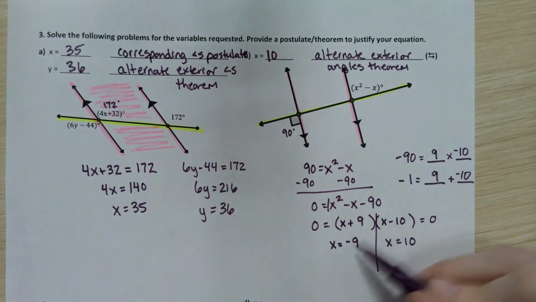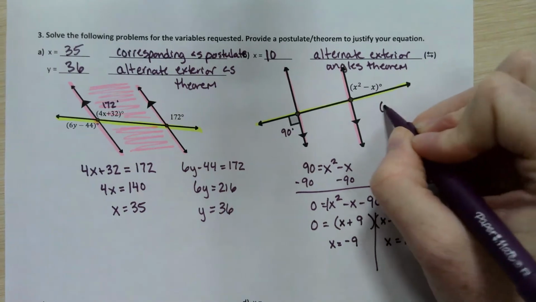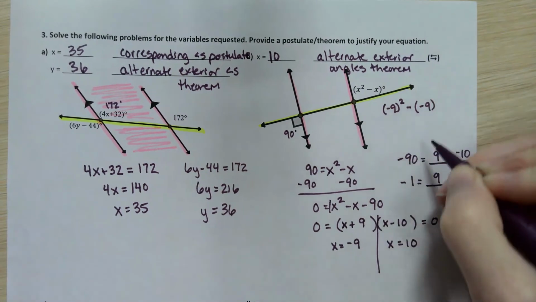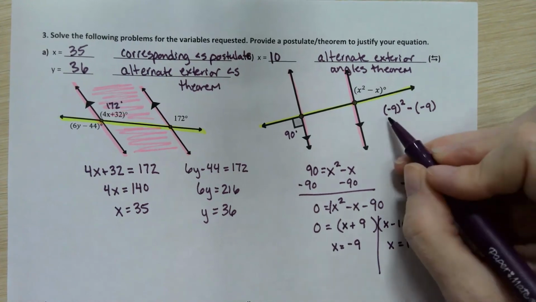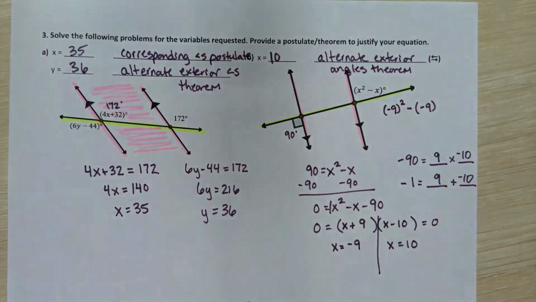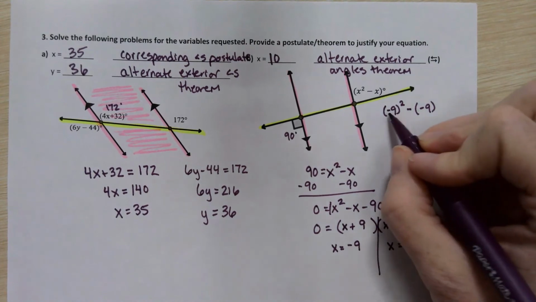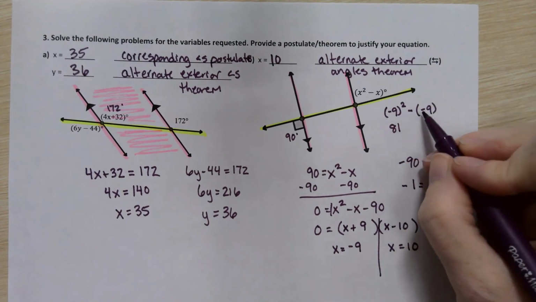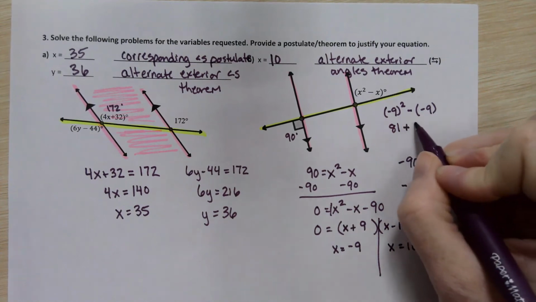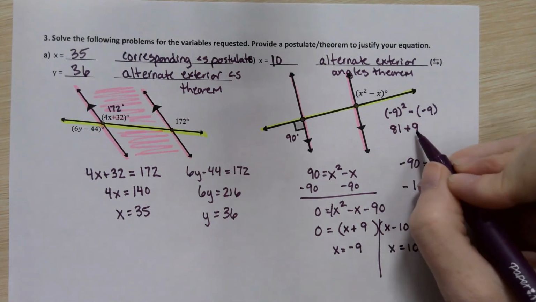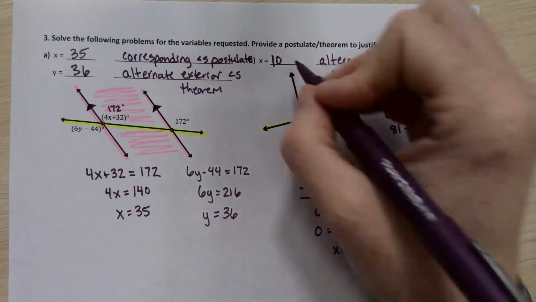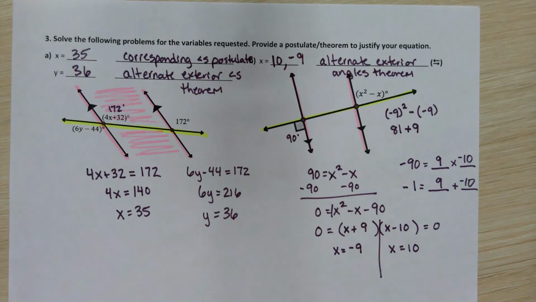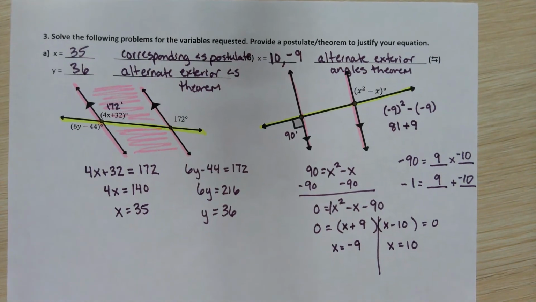This one is a little tricky, so I'm actually going to write it out. Negative 9 squared minus negative 9. That negative 9 just replaces the x's. It doesn't replace the subtraction. Negative 9 squared is positive 81, and subtracting negative 9 means we're really adding 9. So again, we end up with 90, which is exactly what we need. So in this case, again, like on the front side, both of those answers work in geometry as well as algebra.